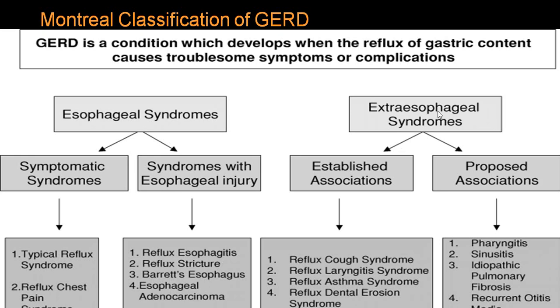Among extraesophageal syndromes, there are established and proposed ones. Among established are reflux cough syndrome, reflux laryngitis syndrome, reflux asthma syndrome, and reflux dental erosion syndrome. So these are all extraesophageal involvement of different structures apart from the esophagus. While pharyngitis, sinusitis, idiopathic pulmonary fibrosis and recurrent otitis media are proposed associations, and a good number of times treatment for acid reflux gives rise to good recovery.